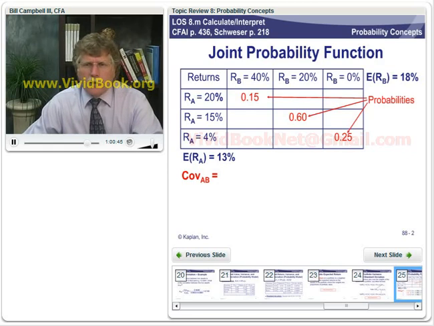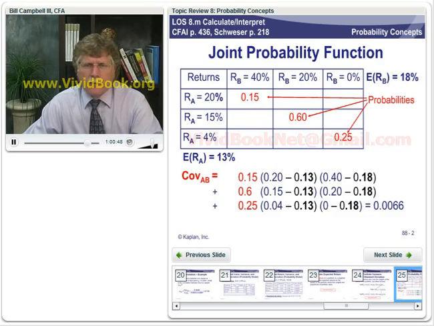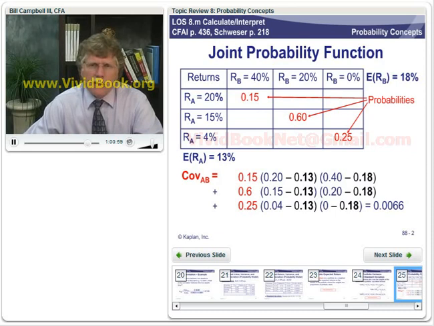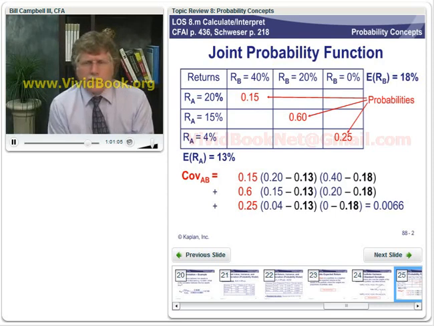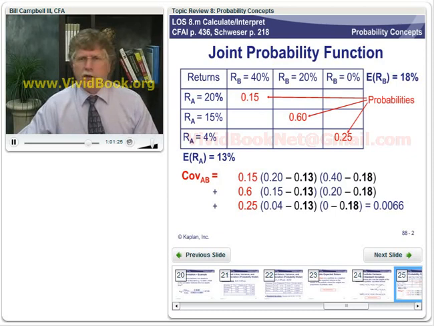We take each of those probabilities, we multiply the probability times exactly what you normally do for covariance: the value of RA minus its mean times the value of RB minus its mean. So 20 minus 0.13 times 40 minus 0.18. Each time we use the value for A minus the mean of A and the value for B minus the mean of B. Multiply that by its probability. Do the same for the other 3. Add them all up. 0.0066.